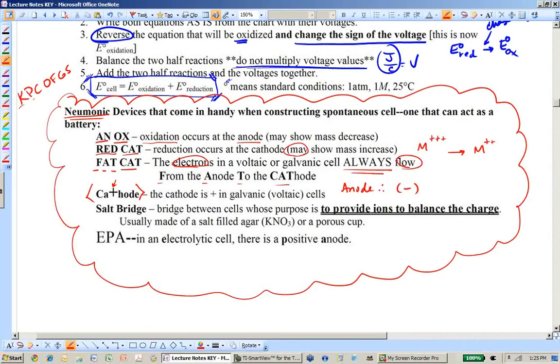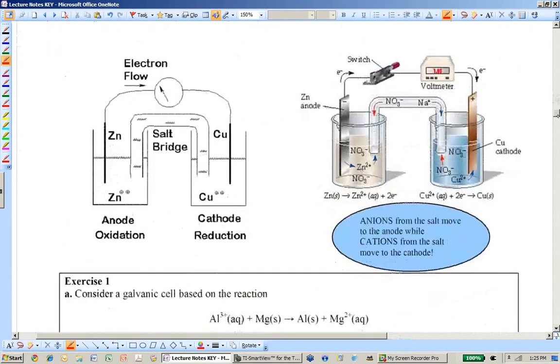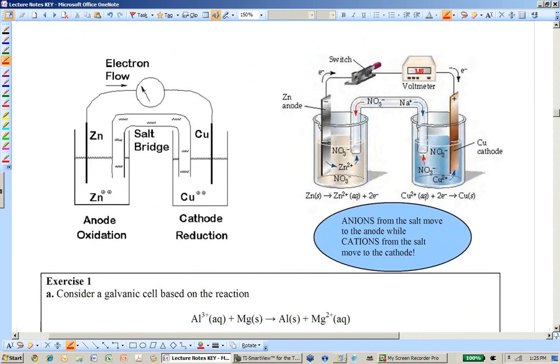The salt bridge is the bridge between the cells whose purpose is to provide ions to balance the charge, and it's usually made of a salt-filled agar in a 1.0 molar solution as well. So you make your agar with a 1.0 molar solution of your salt, and potassium nitrate is by far our favorite. You can use sodium nitrate as well. It's okay. We just need something that's uber soluble. And then EPA, in the second half of this unit, we'll get to the fact that in an electrolytic cell, there is a positive anode. So here are just two different artist renditions, one fancier than the other, that shows what's going on.